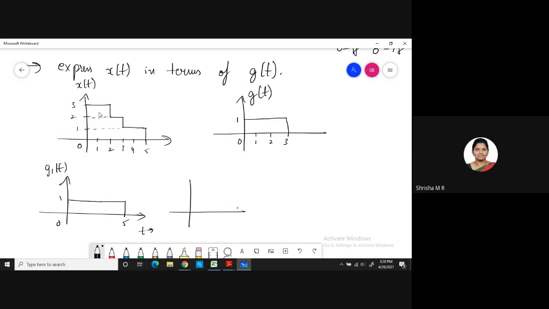So next I have g2 of t. g2 of t extends from where to where? 0 to 3, ma'am. Okay, with an amplitude 1. And I have g3 of t. One minute, I'll write the time instance. So g3 of t extends from 0 to 2 with an amplitude 1.